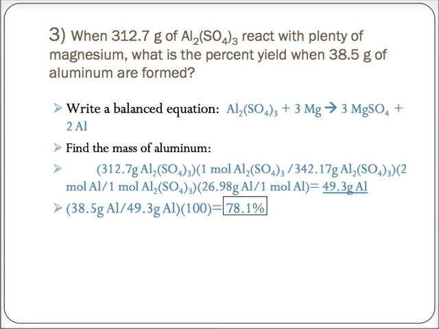We then need to find the mass of aluminum by multiplying 312.7 grams of Al2SO4 by its molar mass, which is 1 mole of Al2SO4 over 342.17 grams of Al2SO4. We then multiply that by the mole-to-mole ratio between Al and Al2SO4, which is a 2-to-1 ratio here. And then we multiply that by the molar mass of aluminum, which is 26.98.